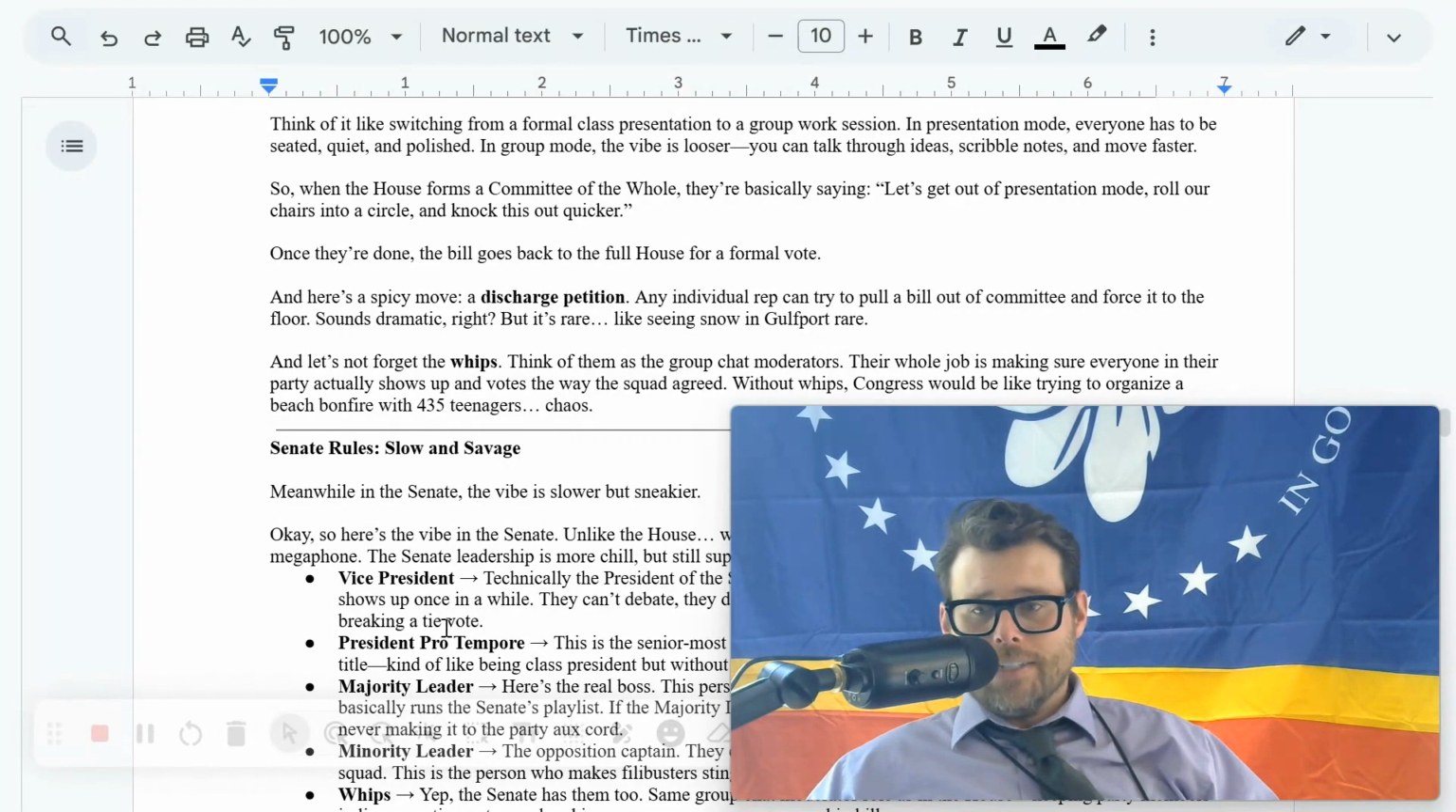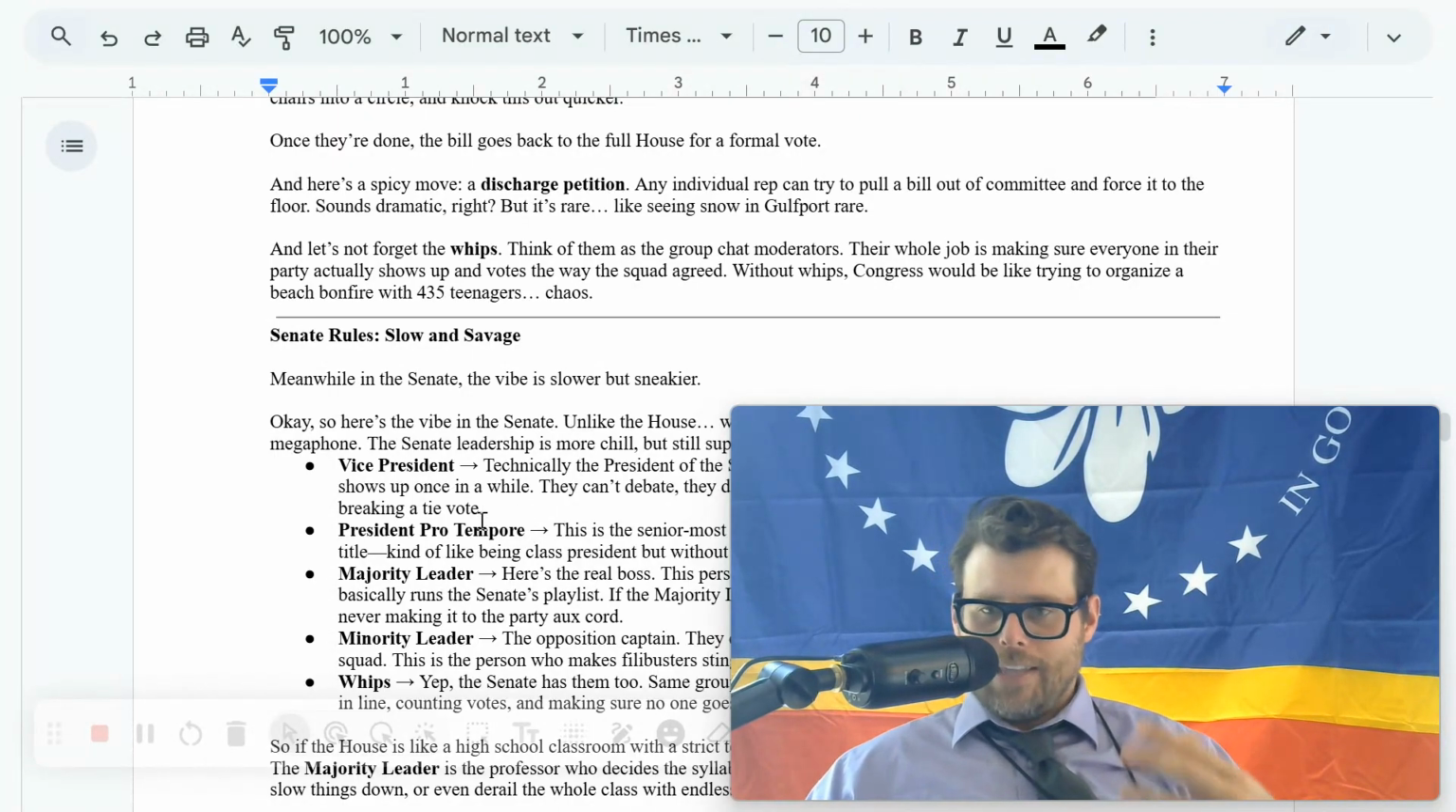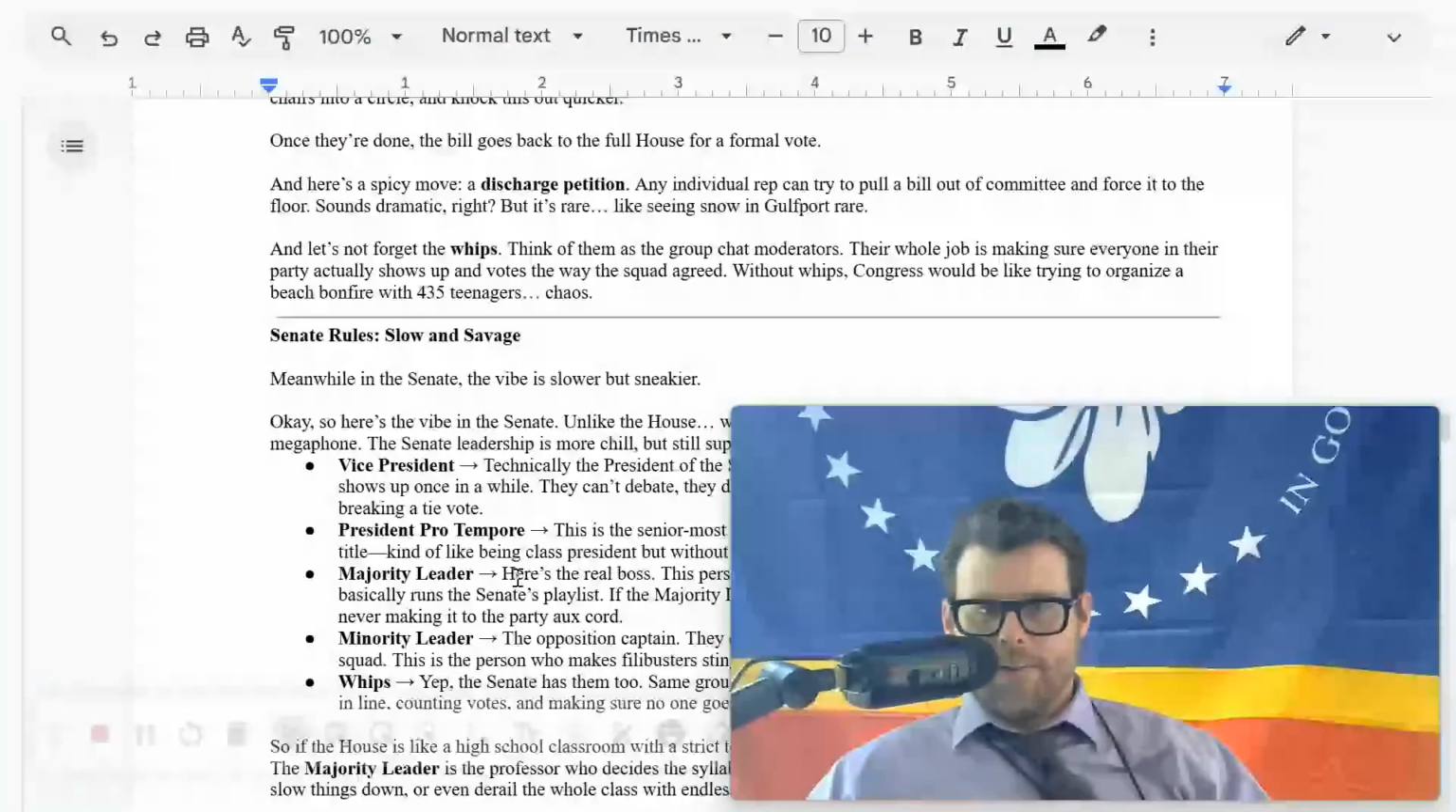But it's rare. It doesn't happen often. It's kind of like seeing snow in Gulfport, rare, which we had this year. So that was kind of unique. But yeah, it is a very rare moment where a discharge petition will take a bill out of committee when they're reluctant. They haven't actually passed it on.